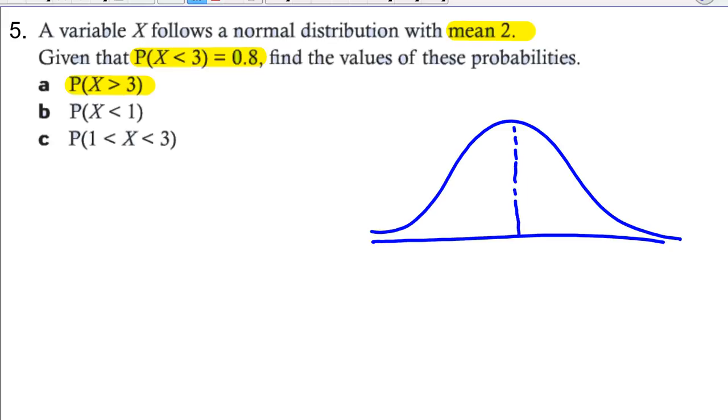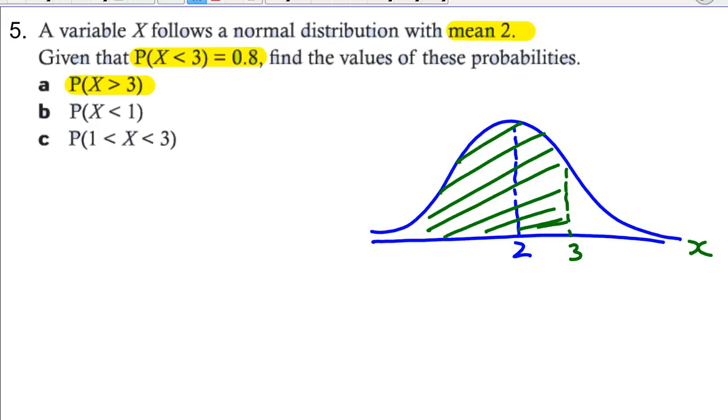Now my mean here is 2, and then what I have is x equals 3. Remember, this is x. So at x equals 3, the probability that x is less than 3, so the cumulative probability that x is less than 3, is 0.8. So all this area is 0.8.